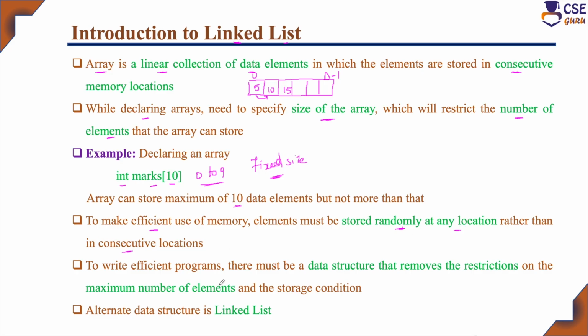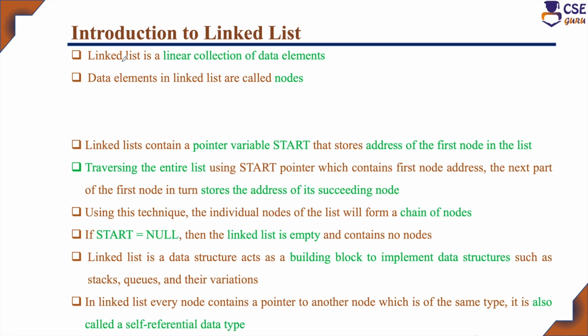So to write efficient programs, there must be an alternate data structure that removes the restriction on the maximum number of elements. That alternate data structure is nothing but the linked list. This linked list overcomes the fixed size restriction of an array. Like an array, a linked list is also a linear collection of data elements, and in a linked list, each data element is called a node.